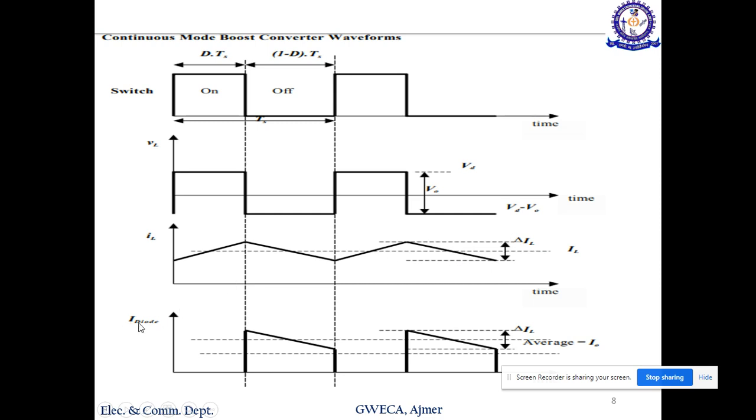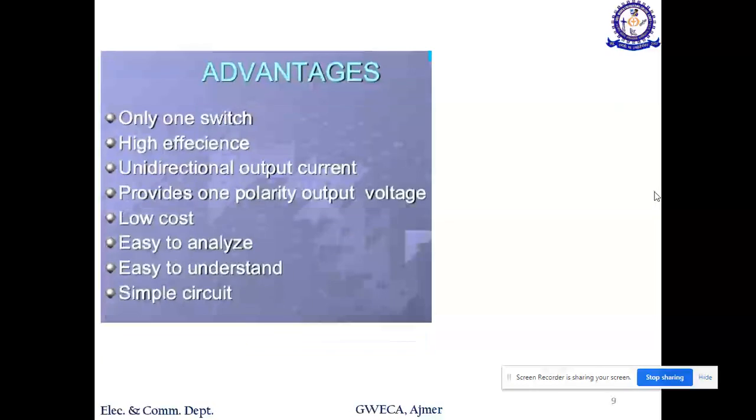What about your diode current? In diode current, during the first half cycle, during the on period, the circuit is totally isolated from the input side. So diode current should be zero. So there will be no diode current. And whenever there is an off cycle, then we will get some sort of diode current. So this is the waveform of the diode. So this is the basic waveform for the boost converter in continuous mode.